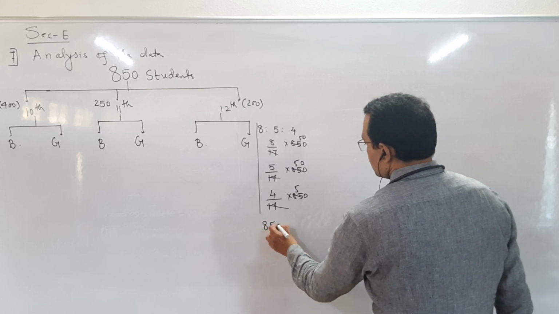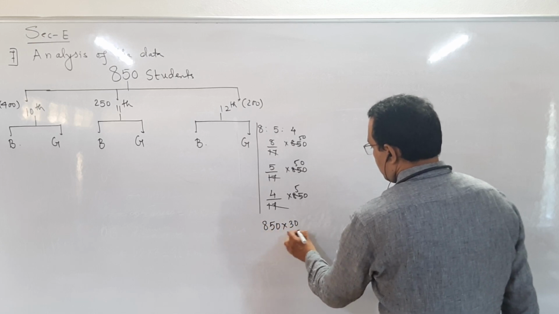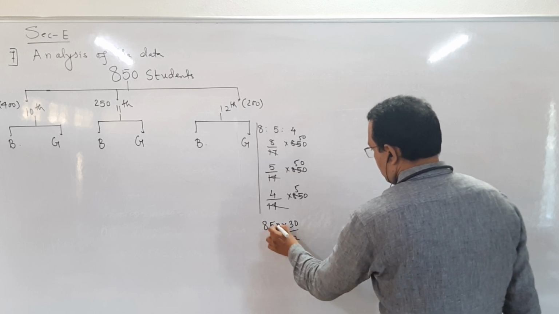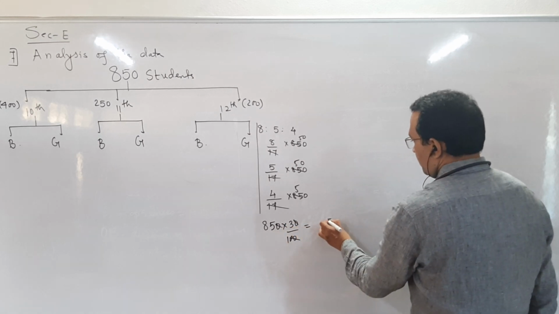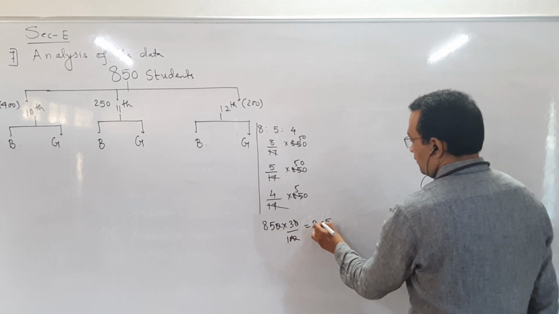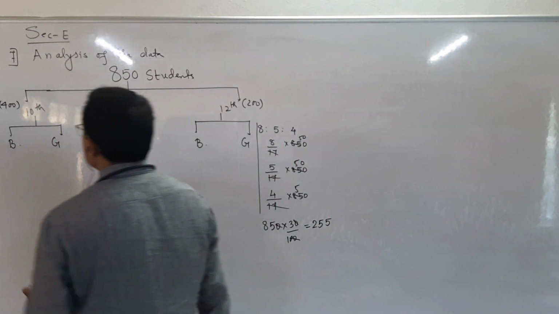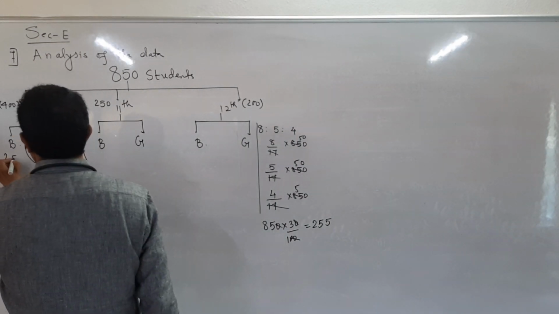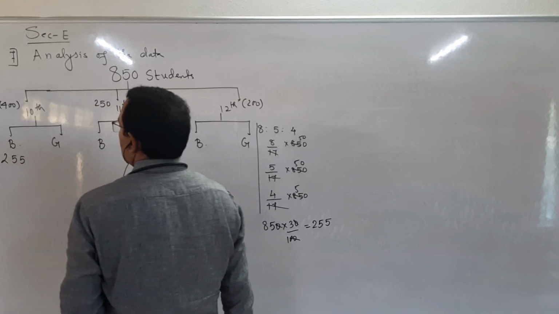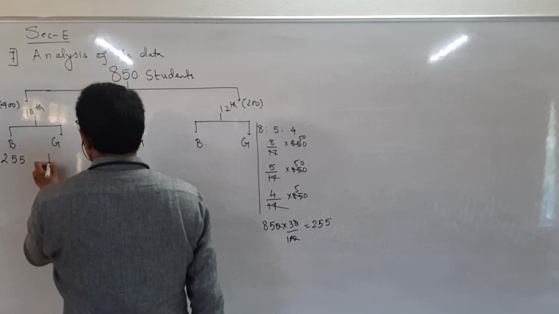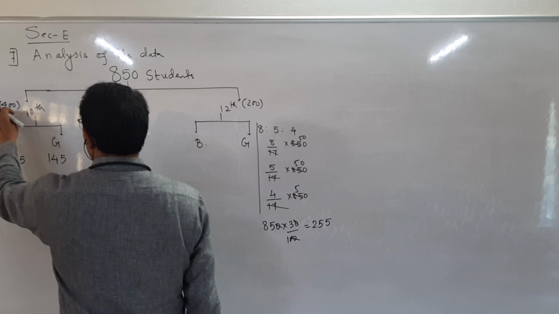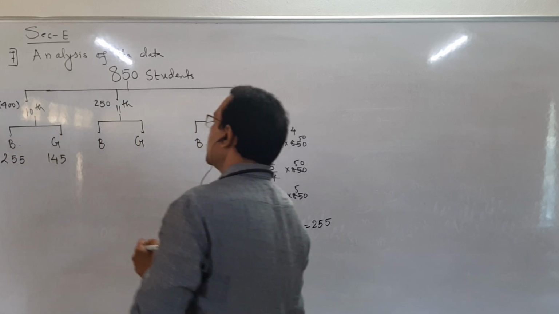So 30% of 850 will be 30 by 100. These 2 zeros get cancelled. 5 threes are 15, 24, and 25. So number of boys were 255. So number of girls will be 145, that is 400 minus 255.